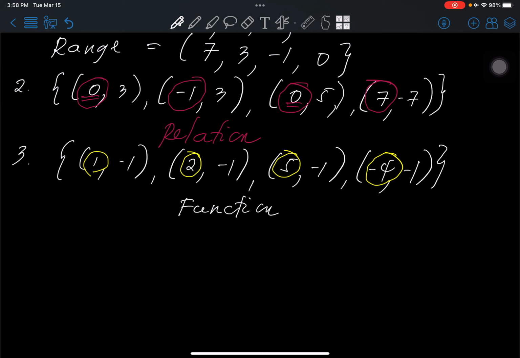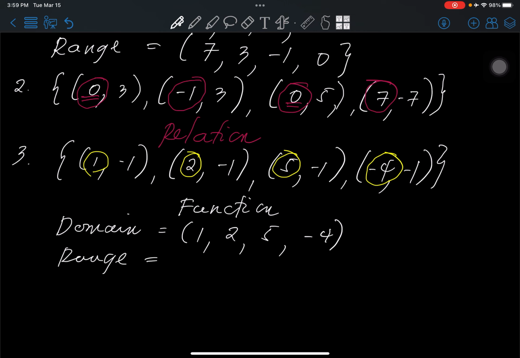Now, since it is a function, we are going to identify our domain. Again, our domain is the set of the first elements in the given ordered pairs. So we have 1, 2, 5, and negative 4. Then our range is the y values, or your second element in the given set. We have here negative 1.